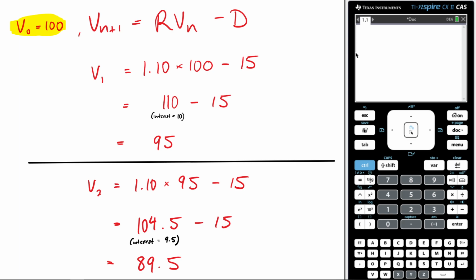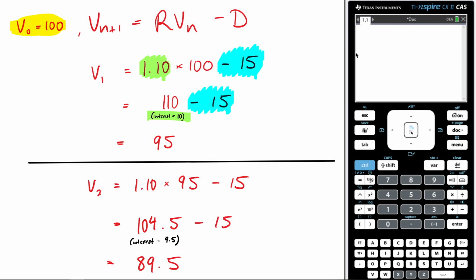So that means in the first month, they take your $100 and they times it by 1.1. And that means the amount of interest that is accrued in that first month is $10 because 10% of 100 is $10. But you're also going to make repayments on this loan, $15 repayments. Okay, so as you can see there, minus 15.